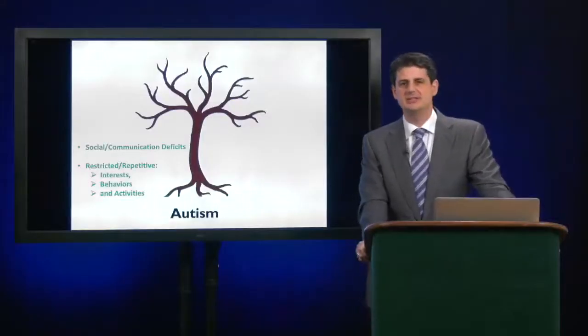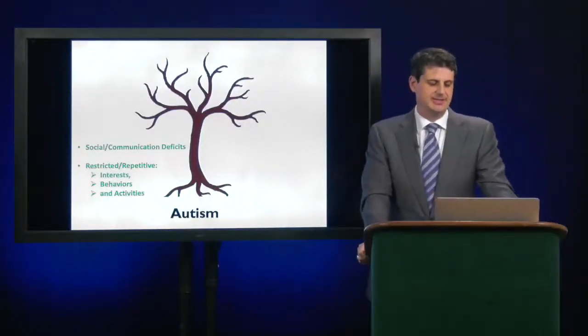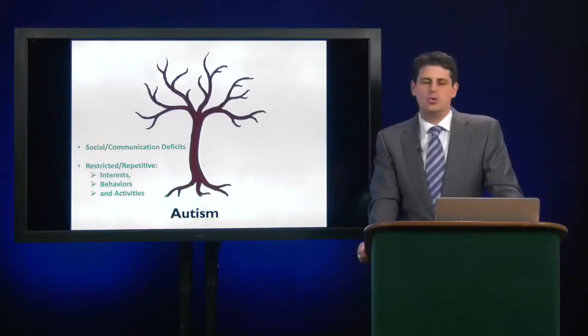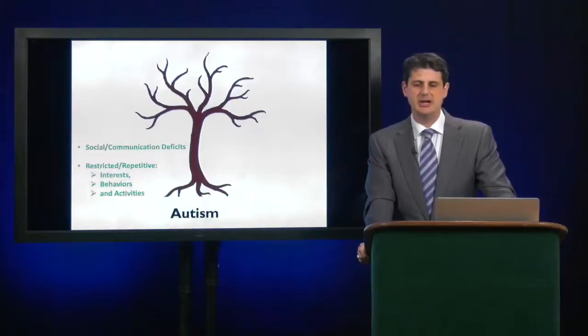So to begin, this is a diagram of an autism tree. I'm going to refer to this diagram several times throughout the talk, but my point with this slide is to illustrate the core deficits that we'll find in the DSM-5 for autism. Those would include social communication deficits as well as restricted, repetitive interests, behaviors, and activities.